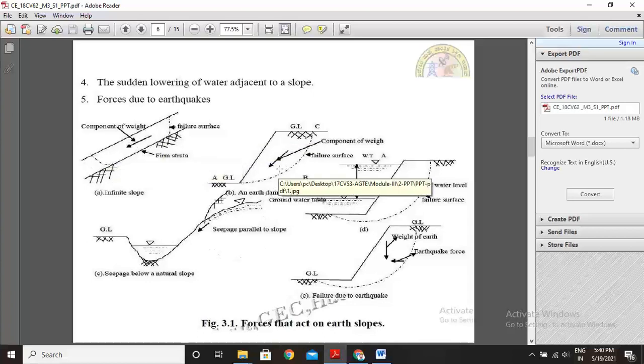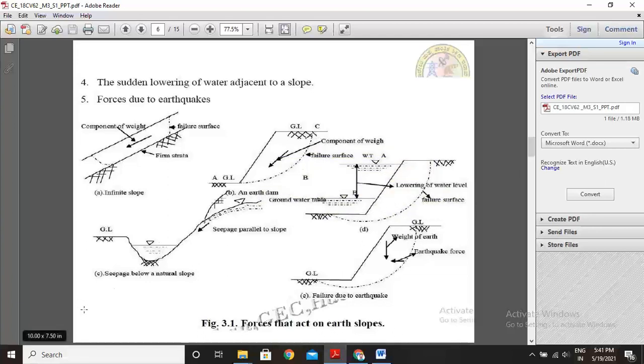See the second figure, this is an earthen dam sketch. This is ground level, this is point A, this is point B, this is point C, and this is the failure surface. This is the component of weight of the earth dam. So this is the failure surface in earth dams.